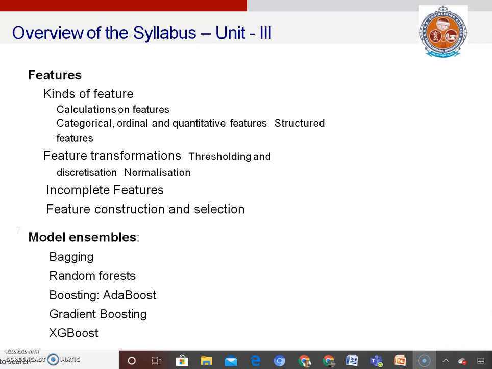In Unit 3, we are going to learn about features, which are the workhorses of machine learning. What are the uses of features, how to construct features, and how to transform the features to make them appropriate for machine learning. We also learn what is meant by correlated features so that we can remove redundant data from the dataset. Then we learn how to combine models into ensemble models using different methods like bagging, boosting, random forest, gradient boosting, and XGBoost.